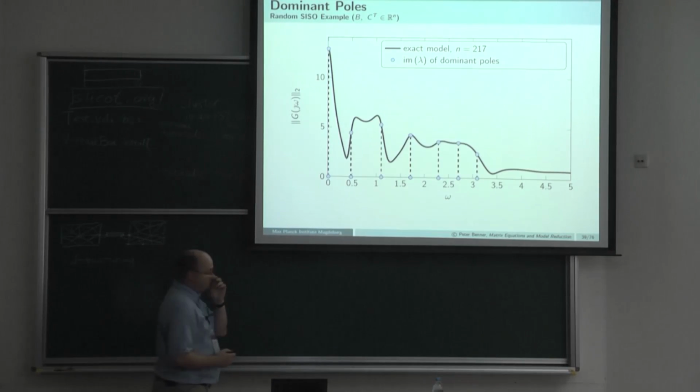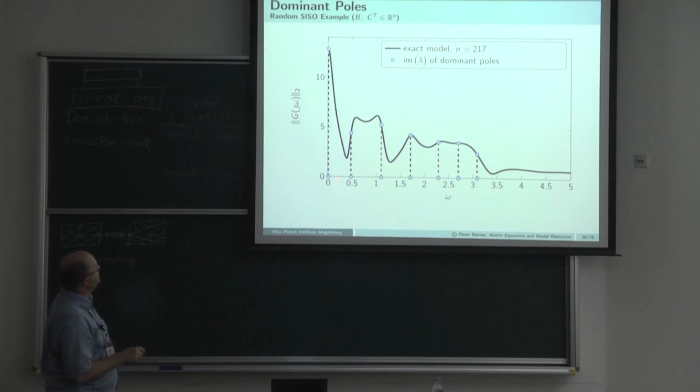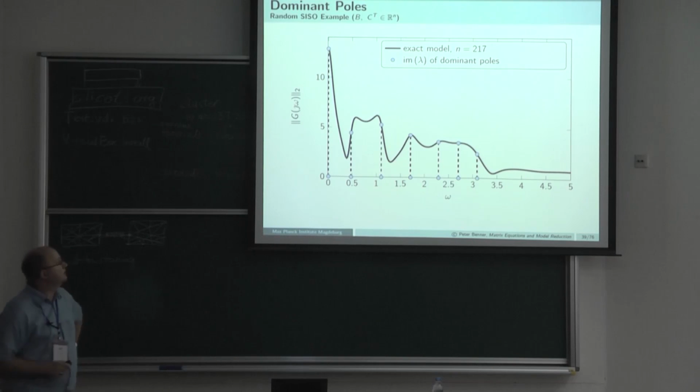Okay, now what is the influence on model reduction? So here you see again the transfer function, but now you see the imaginary part of the selected dominant poles. They are here, here, here, here, here, here, and here. And of course the complex conjugate partner.